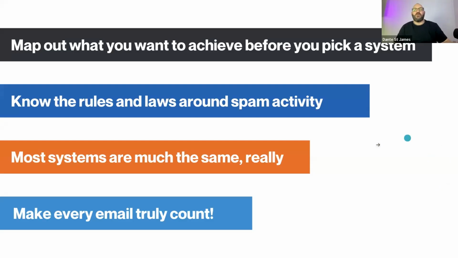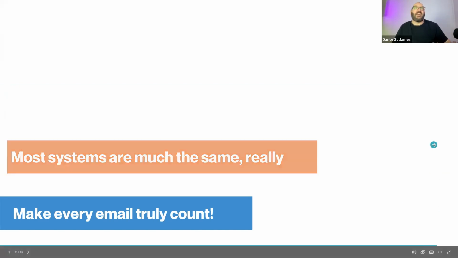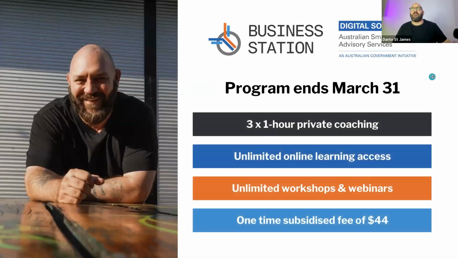Number one, make sure you map out what you want to achieve before you pick your system. They're all pretty much the same. They all do much the same stuff, but you do need to understand the rules and the laws around spam activity. The Spam Act of 2003, which is a Commonwealth law, is worth looking at. It's not really a long read. It's really simple: basically, don't spam people. And make every one of those emails well and truly count. You really do want to make that work.